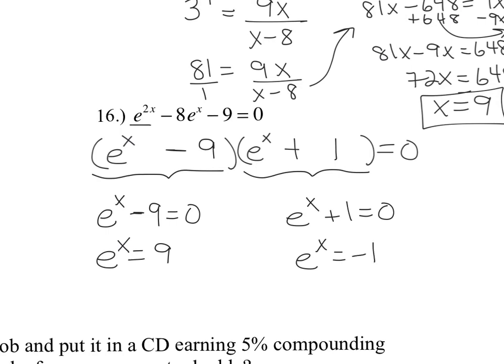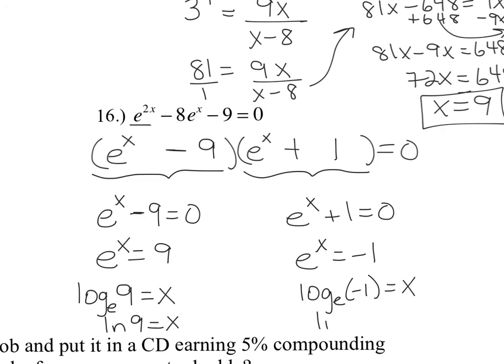And then again, in order to solve this exponential, you need to rewrite it as a logarithm. So this would be a log with a base of e of 9 equals x, which is just the natural log of 9, which you can put in your calculator. And over here on the right, it's the log base e of -1 is equal to x, or the natural log of -1 equals x.